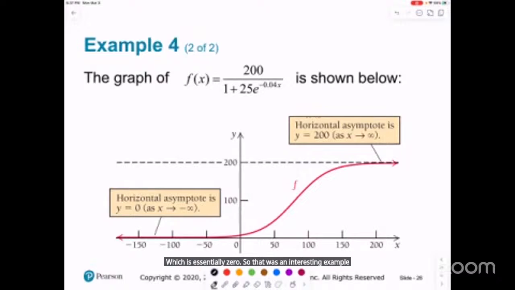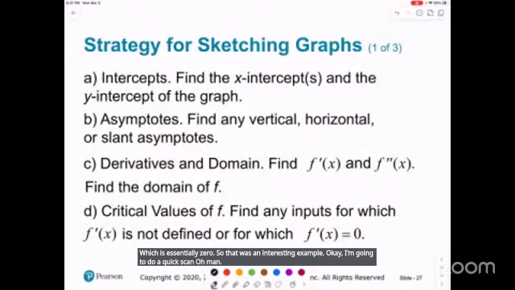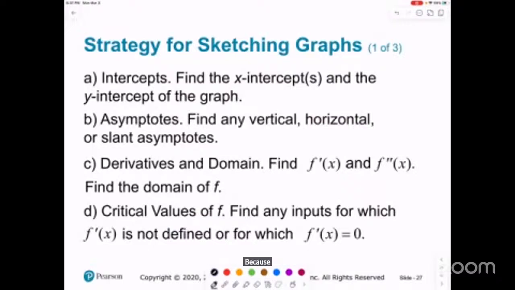Okay, I'm gonna do a quick scan. Oh man, I would love to do one. We are totally out of time because we really do need to be going to the next section. I'm gonna attempt to do one. I'm going to read through this.